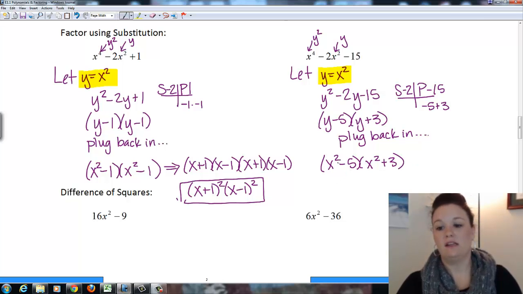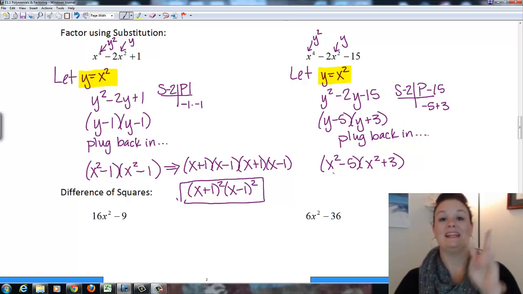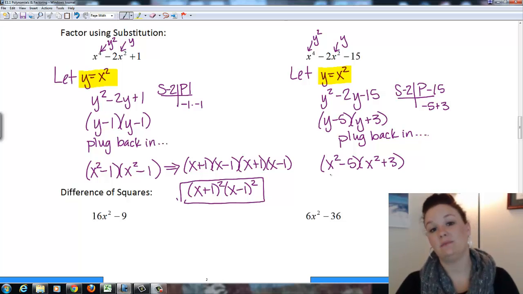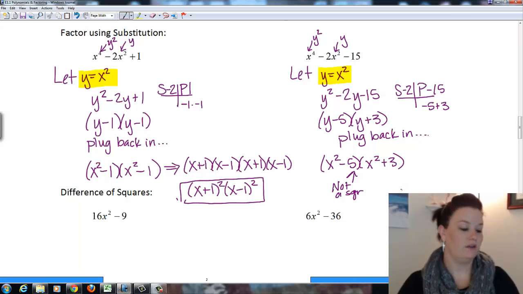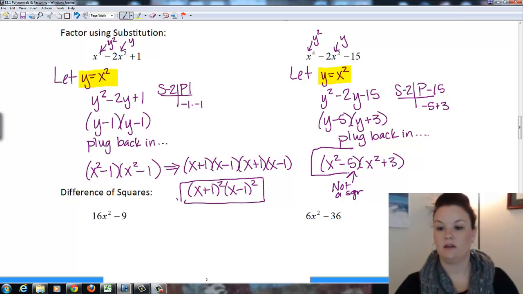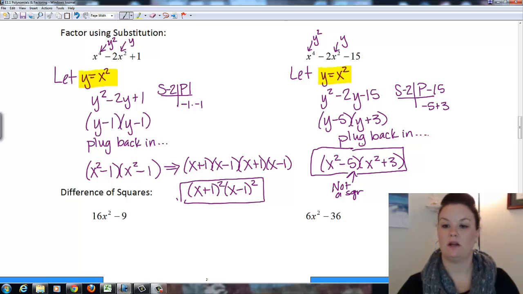Okay. Now, neither of these can go further; this is a sum of squares. I'll show you that in a minute. A difference of squares, each term has to be a difference, meaning subtracted. And each term within the difference of squares needs to be a perfect square. So here, even though I have an x squared, 5 is not a perfect square. I'm going to say not a square. Okay, so if it's not a square, I can't go any further, and I'm just going to leave it like that. Okay, so I can't go any further because 5 is not a square.